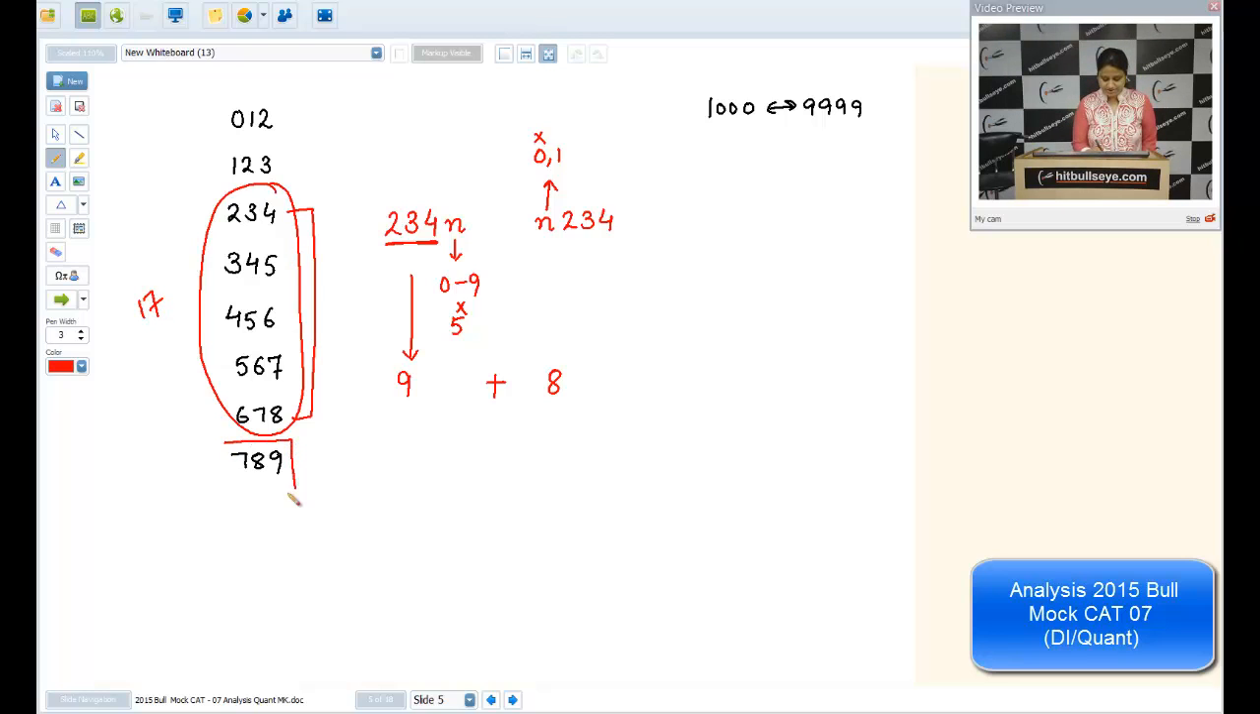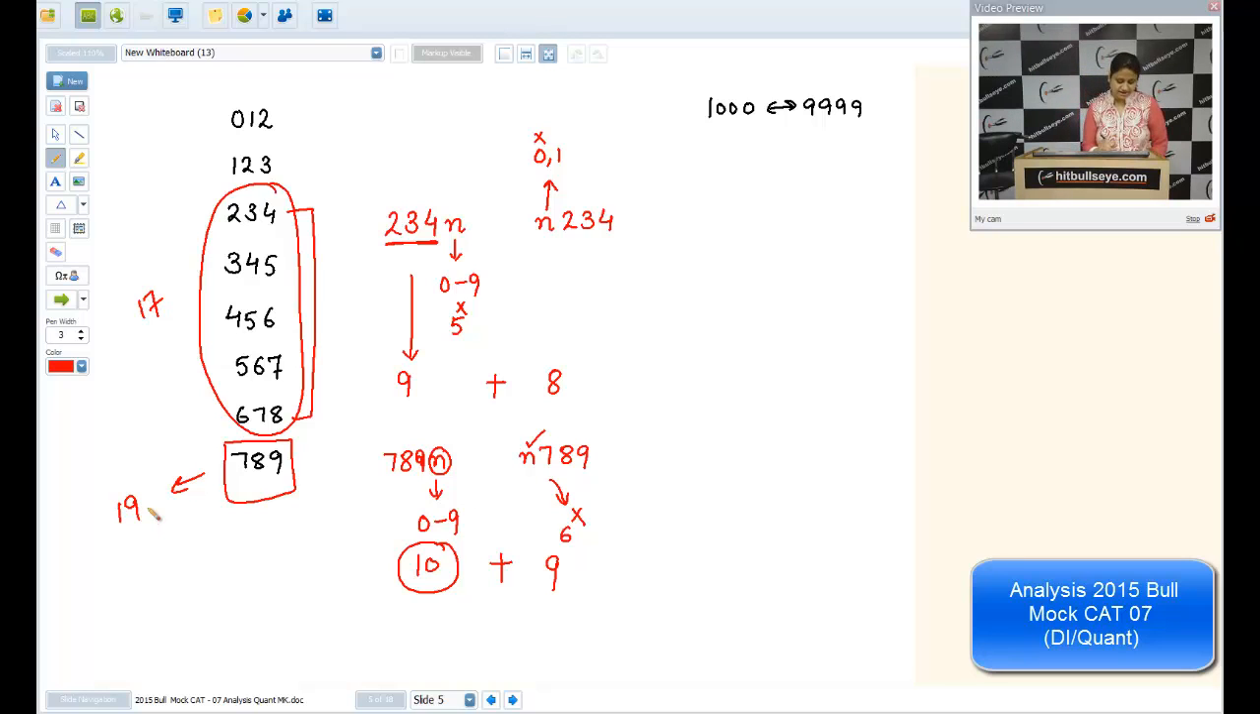Now I'm taking this case. The choice can be 789n or n789. Now this n can take any value from 0 to 9. So there are 10 choices plus this. Now this n can take any choice except 6. That's why there are 9 choices. So for this case, 19 choices are there. Are you getting me or not, all of you?